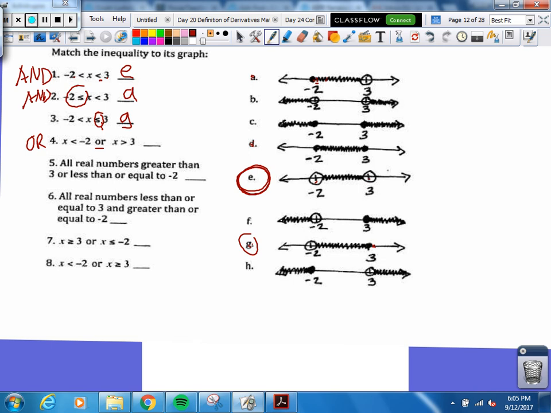X is less than negative 2 and x is greater than 3. Less than negative 2 and greater than 3 does not include the solutions in between, so that's going to be an or. Oh, right here, B. Look at that, B right there.